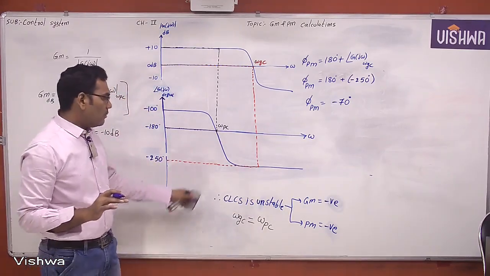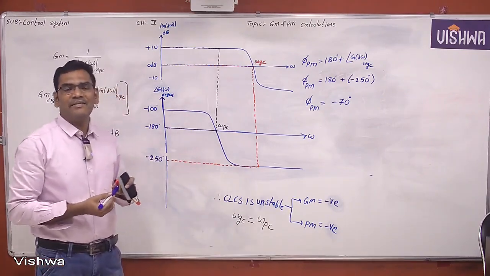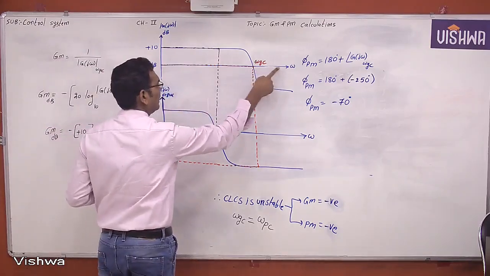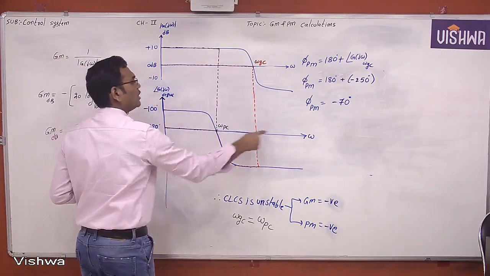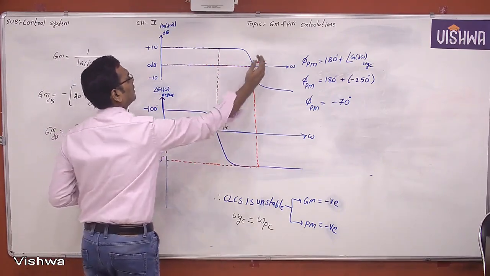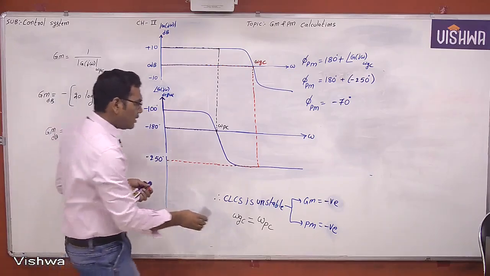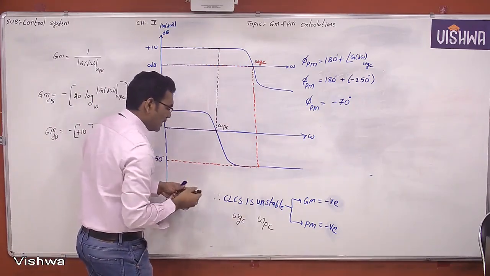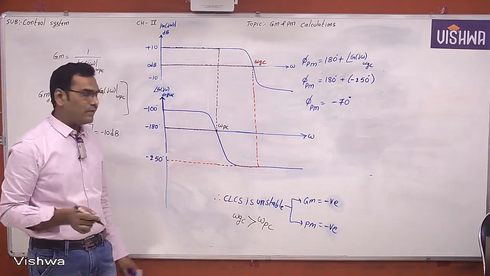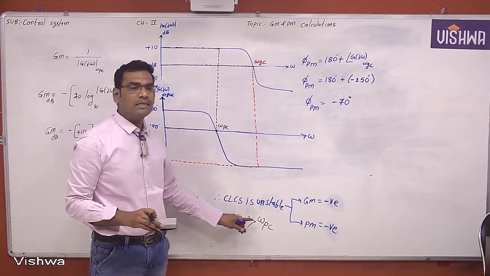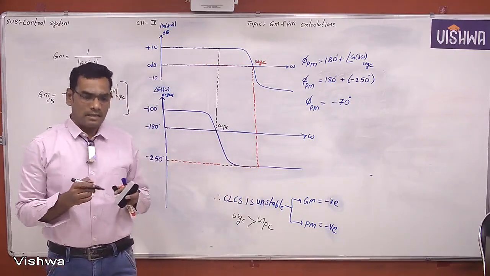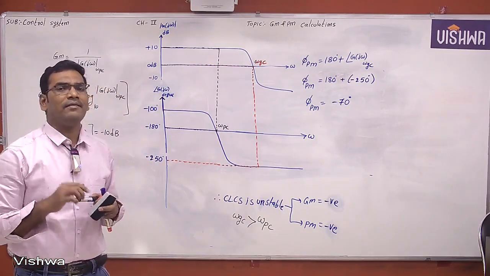Not only that, you also observe here the relation between the gain crossover frequency and the phase crossover frequency. Now this is 0 to infinity, this is omega GC, and this is omega PC. Now what is the relation? Here the gain crossover frequency is greater than the phase crossover frequency. If the gain crossover frequency is greater than the phase crossover frequency, the closed loop control system is unstable. Students, these are very important points.